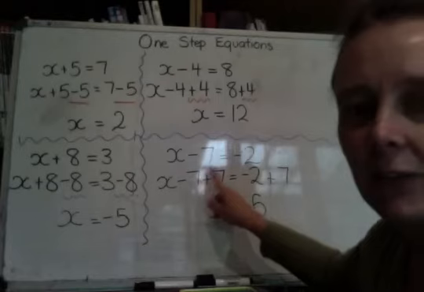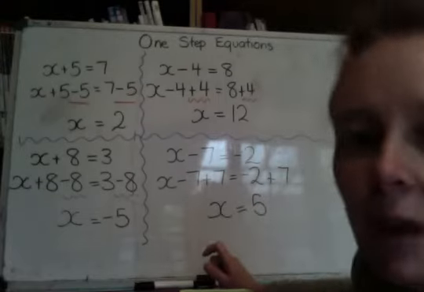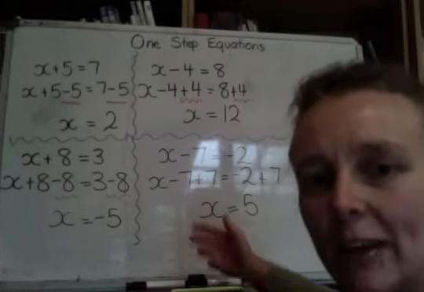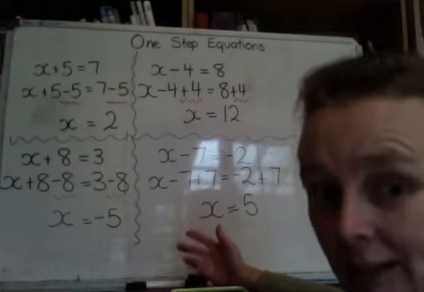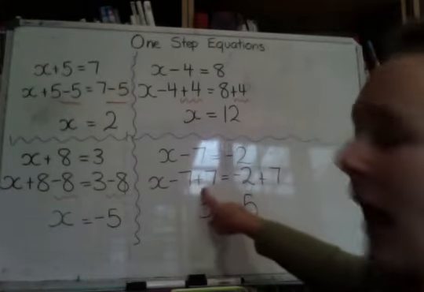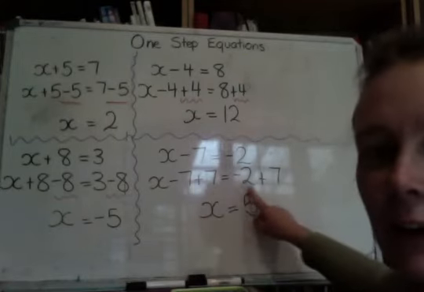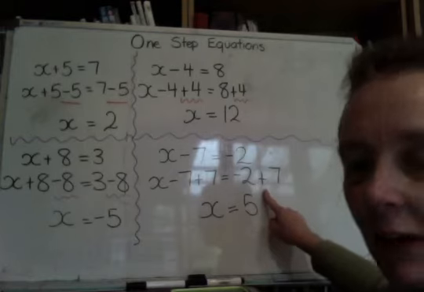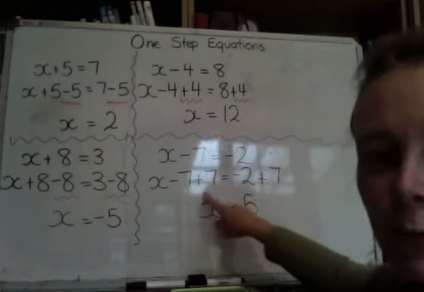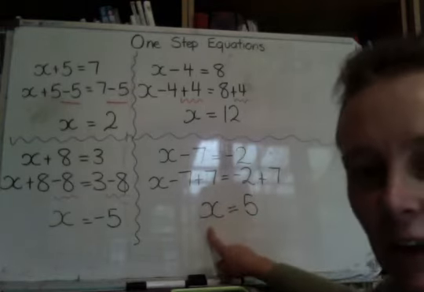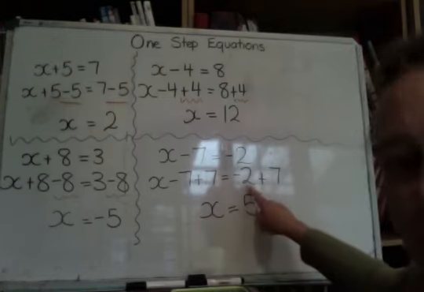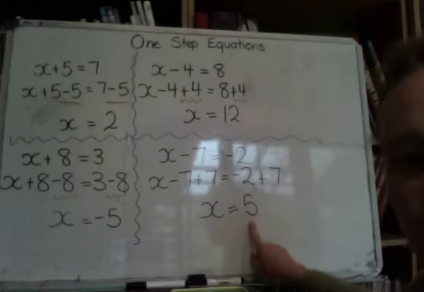x minus 7 equals minus 2. I've got a minus 7. I need to do the inverse of that, which is plus 7. So I add 7 to the left-hand side, and I add 7 to the right-hand side. x minus 7 plus 7 is just x. And minus 2 plus 7 is 5.